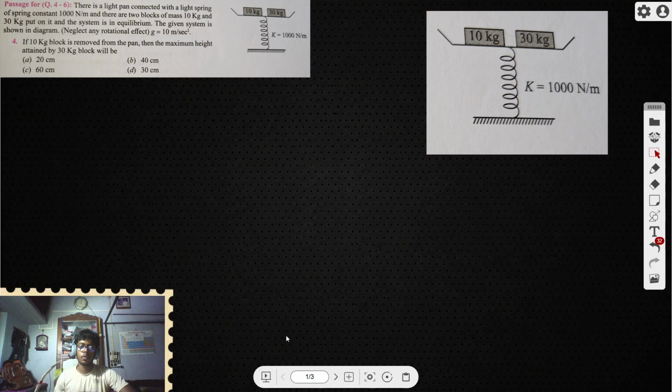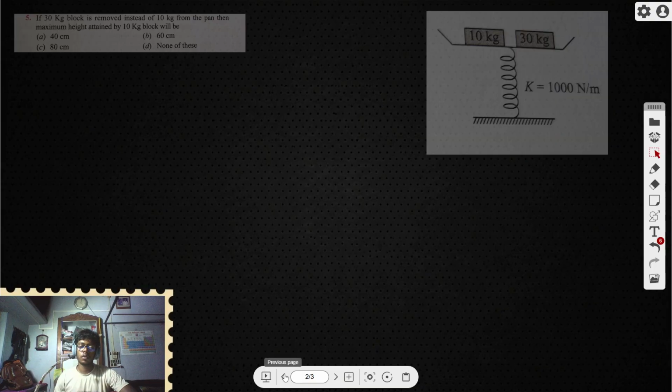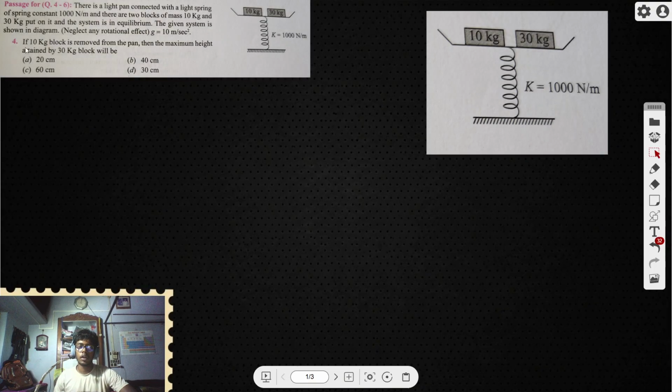The first question is number 4. Like this, 5, 6, there are 3 questions. So let's first do the 4. Here they're saying in the fourth question, if the 10 kg block is removed from the pan, then the maximum height attained by the 30 kg block will be.